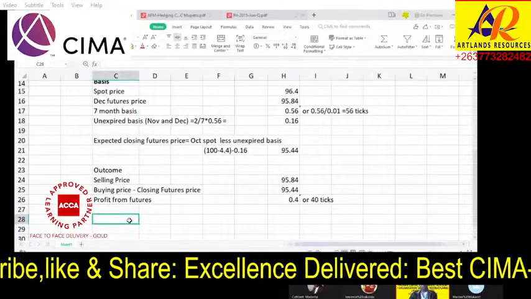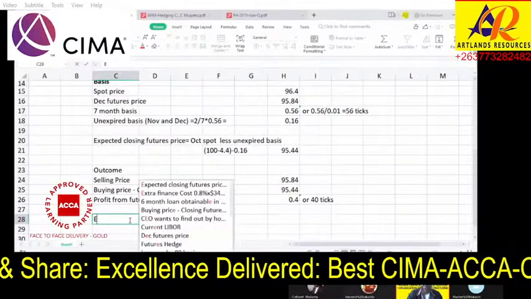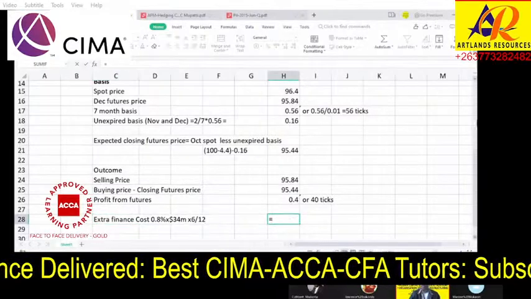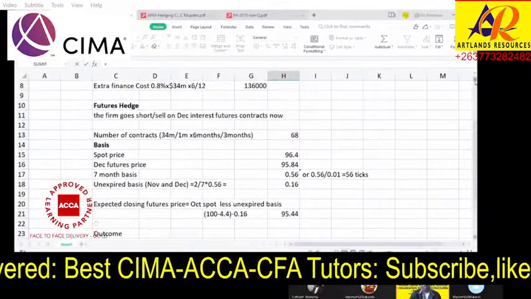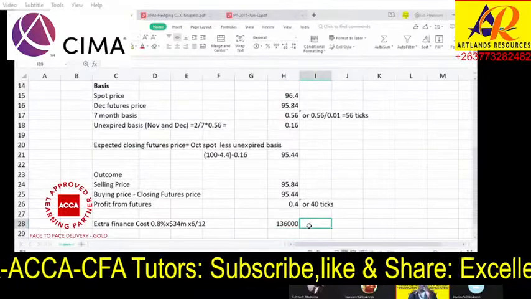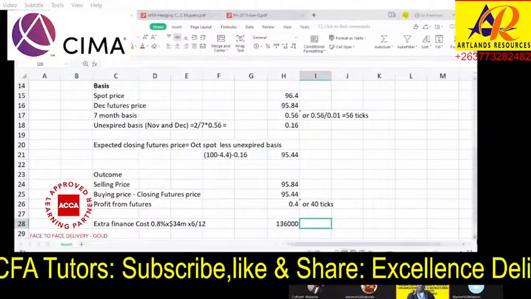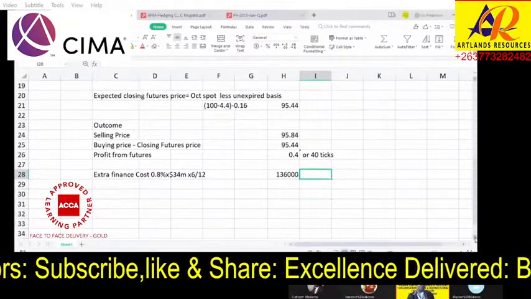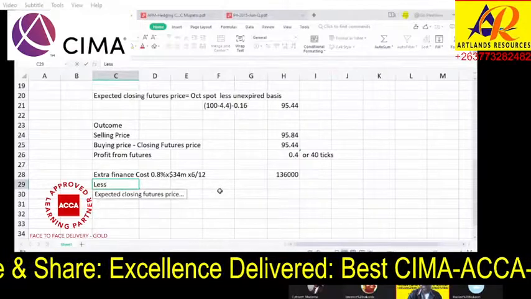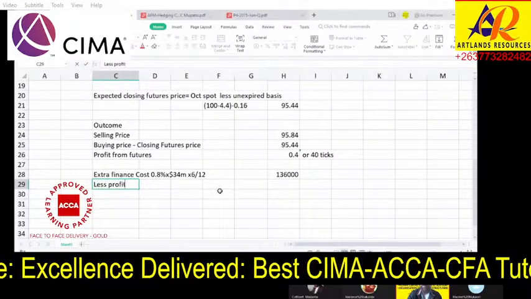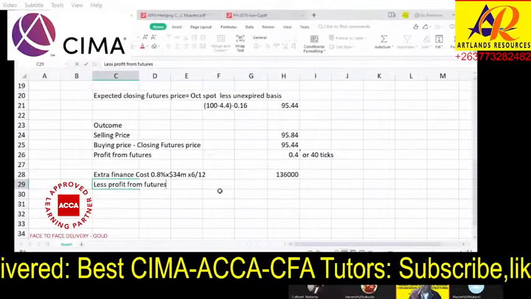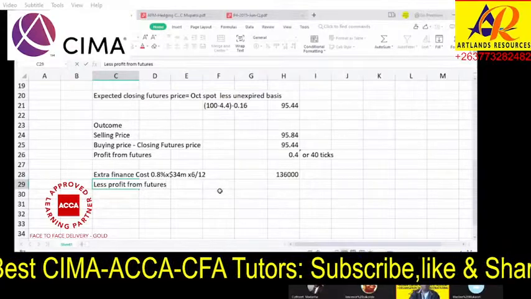So what you simply do is, extra finance cost, which the CEO wants to know how it can be reduced. We calculated it, it's 136. And the CEO wants to know by how much this will be reduced if we hedge using futures. So if this is a cost, you then say less profit from futures: extra finance cost less profit from futures.